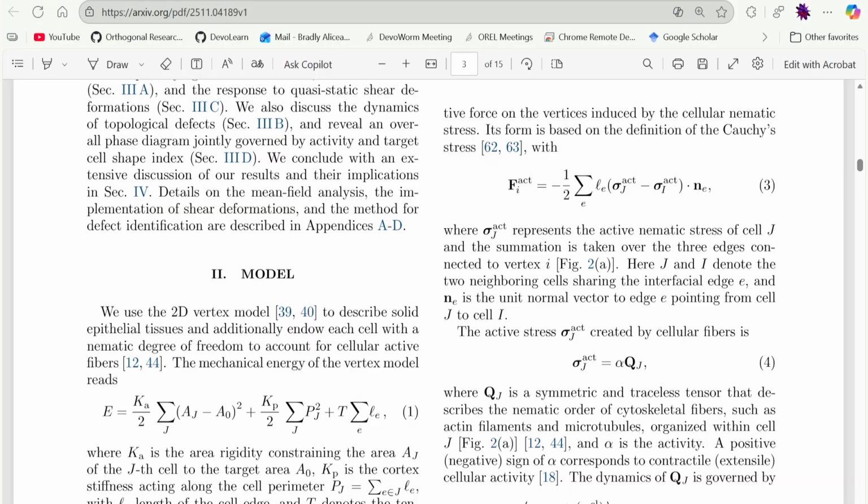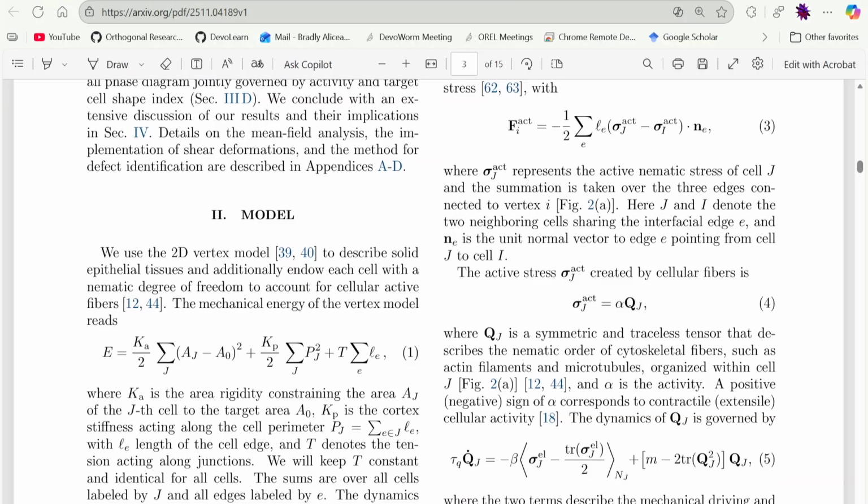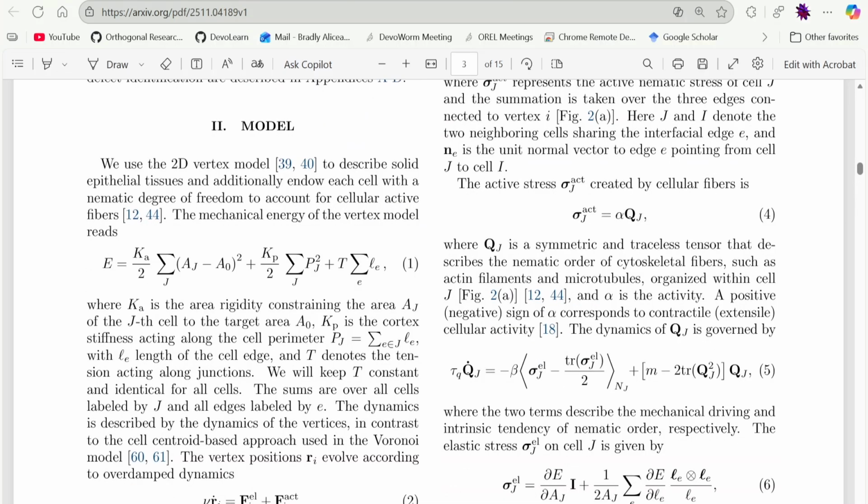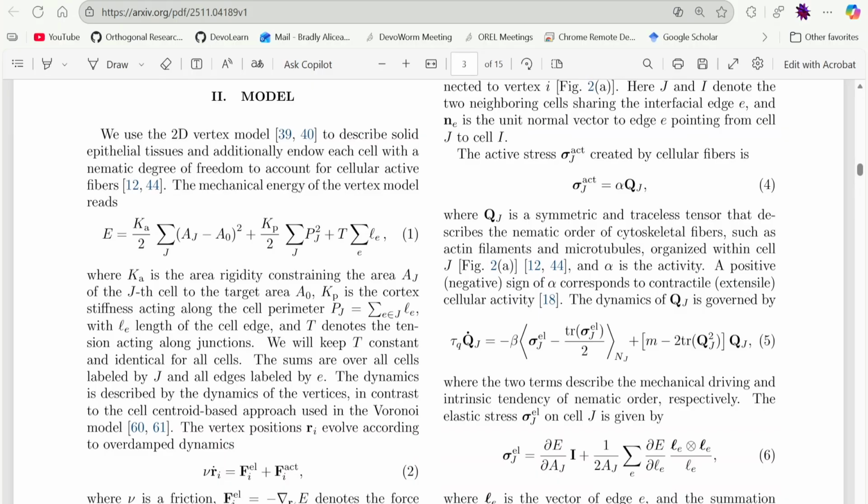And then alpha is the activity. A positive or negative sign of alpha corresponds to contractile or extensile cellular activity. The dynamics of Q sub j, which is symmetric, is at 5, where the two terms in this equation 5 describe the mechanical driving and intrinsic tendency of the nematic order, respectively. So I guess the mechanical driving is maybe this term with the beta in it, and the intrinsic tendency of nematic order is this last term here.